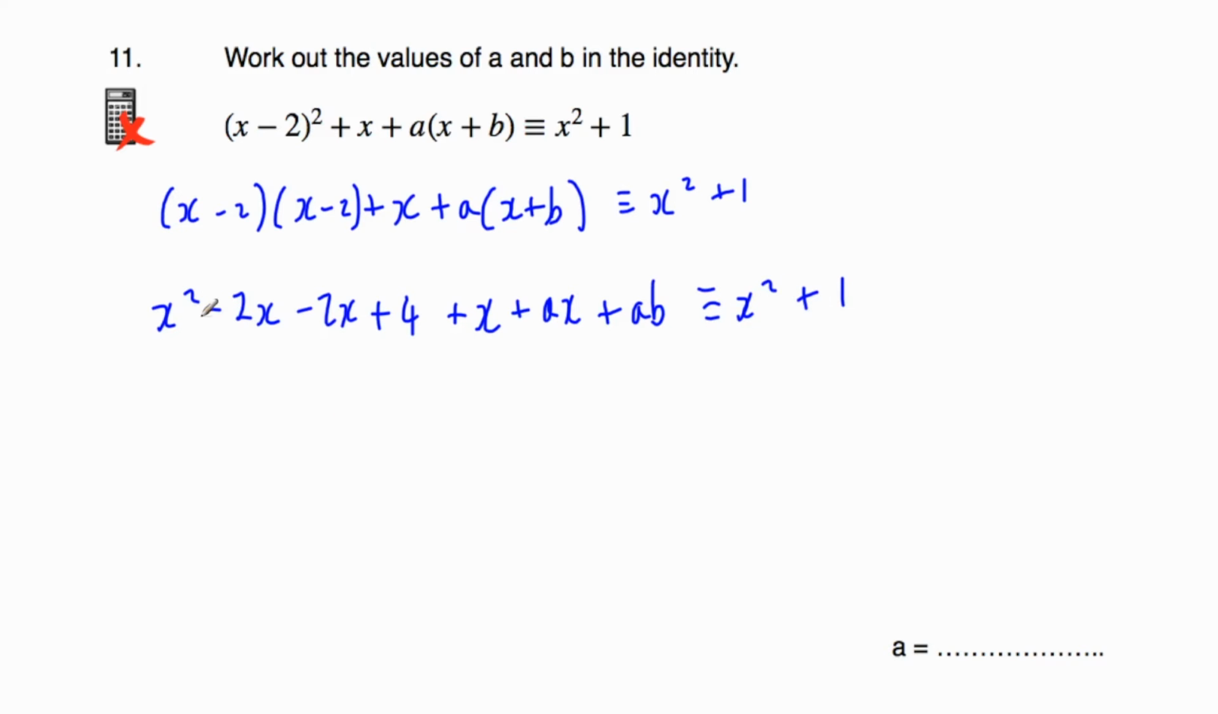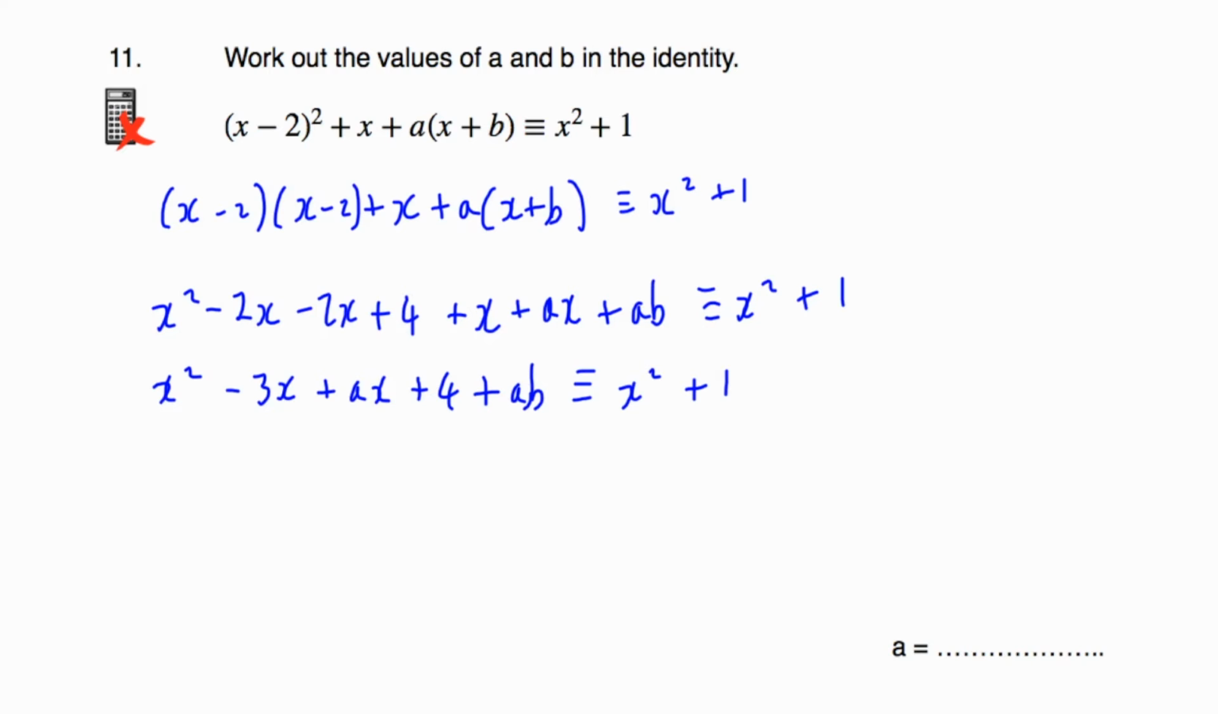And now let's simplify if possible. So let's have a look at this. We've got our x squared term, and then we've got minus 2x minus 2x plus x. Well, minus 2x minus 2x would be minus 4x, plus x would be minus 3x, and we've still got our plus ax. We don't know what a is, so we've still got our plus ax. And then let's have a look at our constants. We've got plus 4, and then we've got plus ab. So that's what we've got on the left hand side, and that's equivalent to x squared plus 1. So we've expanded and simplified our left hand side, and we've been asked to find the values of a and b.